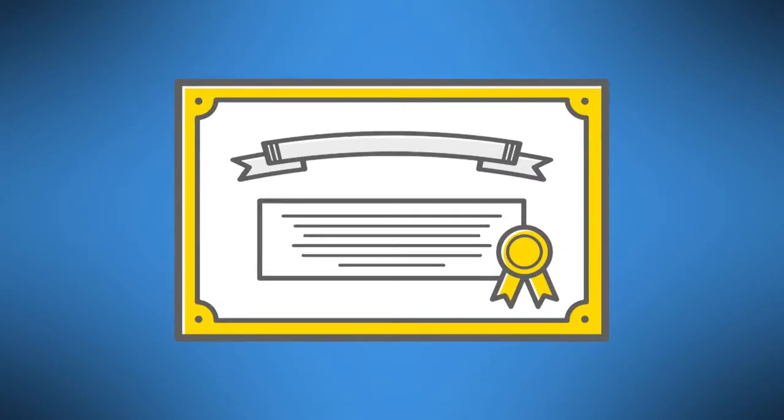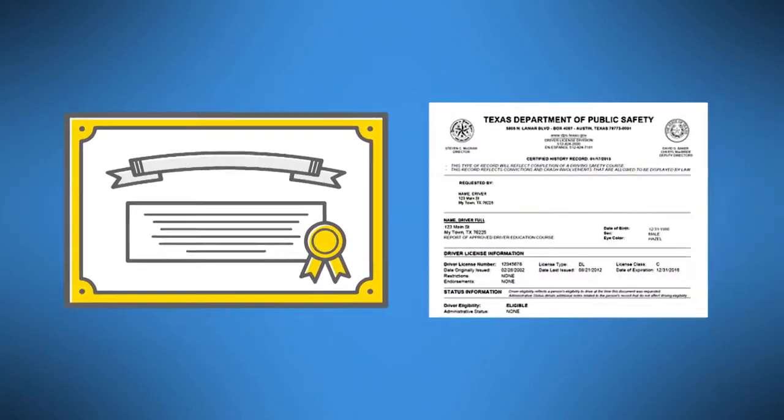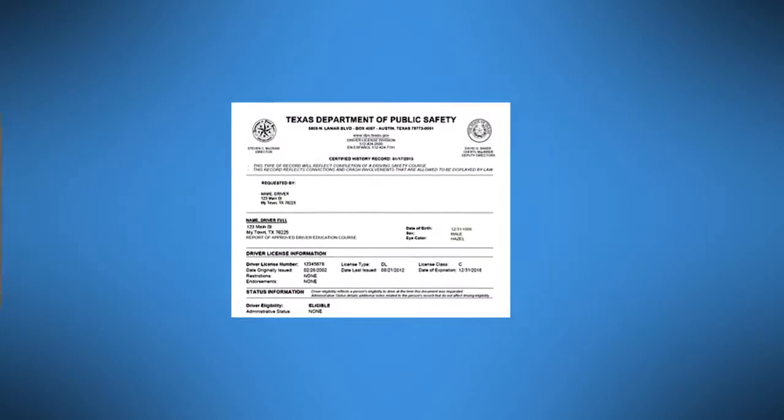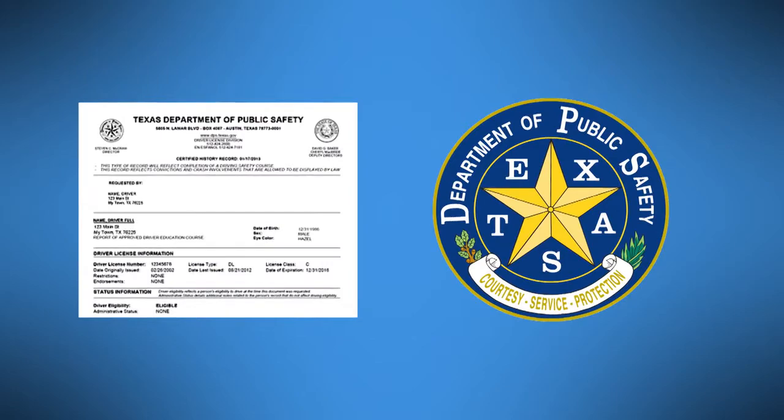Along with your certificate of completion, you must also obtain a copy of your driving record from the Department of Public Safety. The purpose of the copy of the driving record is to show that no other driving safety course was completed within the 12 months preceding the date of the offense.